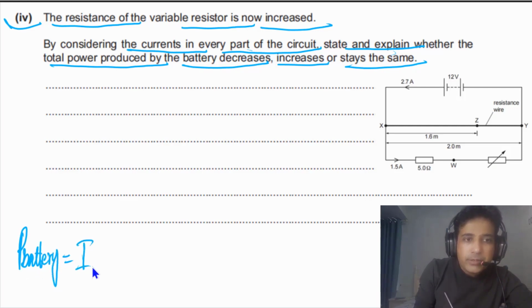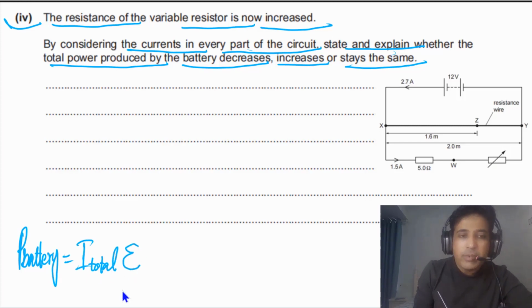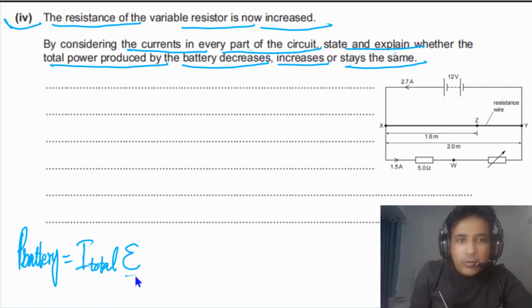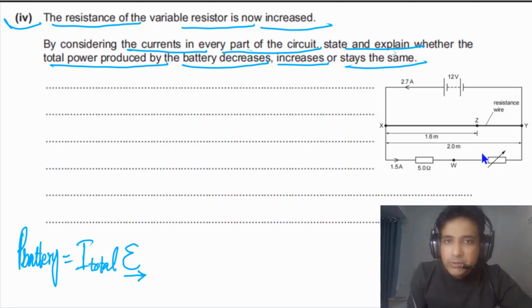Power of the battery is equal to I total in the circuit times EMF of the power supply. So this is the power of the battery. EMF of the battery stays the same. Now simply we need to look at the total current in the circuit. If we increase the resistance of this variable resistor, it means that current in this branch has to decrease because the PD of this branch remains the same.